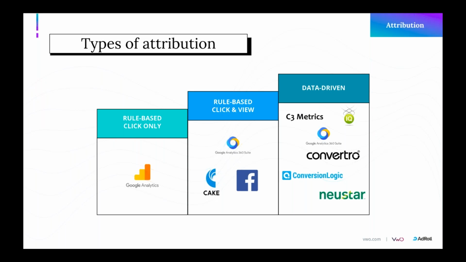There's also rule-based click and view. We refer to this as a blended model here. This is when people take into account those clicks, but they also take into account views of ads, which I know can be scary for a lot of people that we talk to. But view-through conversions should be counted differently, depending on the behavior they are meant to measure and the buying cycles, just because they're not necessarily going to be interacted with in the same way that you would if you click on them.